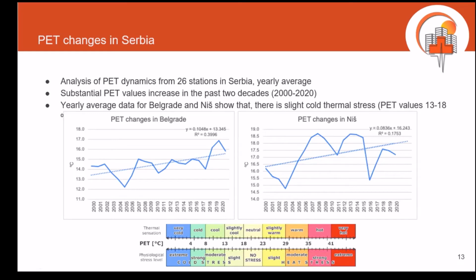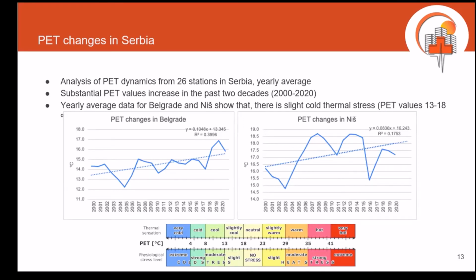What happened with the rest of the stations? It happened that some of the data were missing. When we miss some of the data, for example, for the wind or for the cloudiness, then we cannot calculate. If we miss some of the parameters, we cannot calculate our index. So we were left with the 26 stations that had the complete data. So there is a substantial PET value increase in the past 2 decades. We can see that the trend line is going up.